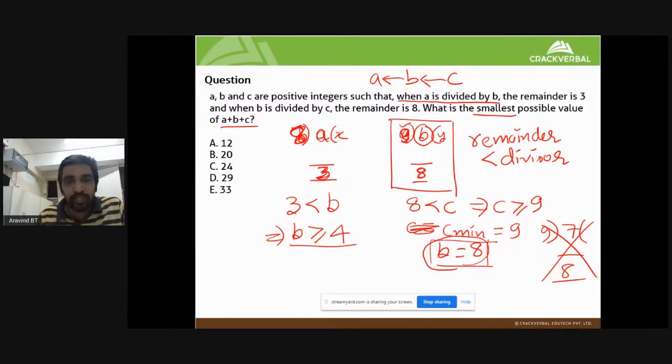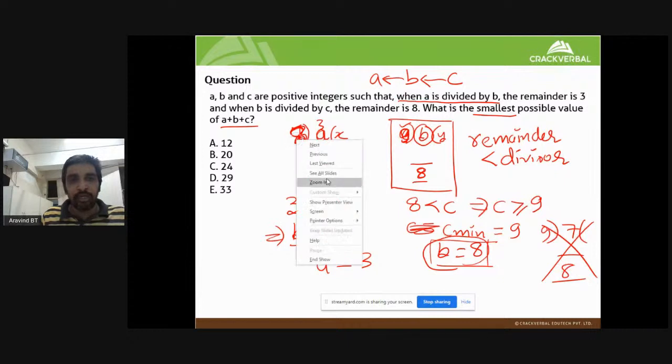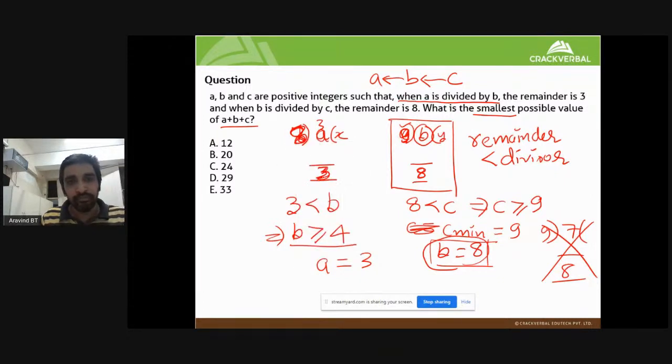No, I can't. Can I put a 1 here? No, I can't. What is the only number I can put for A? The only number I can put for A has to be 3 because 3 divided by 8 gives you a remainder of 3. And you saw that in this question, a lot of students end up thinking that the quotient has to be 1 or more. Not necessarily. This is a classic example of a question where both the quotients, both x and y, were 0.